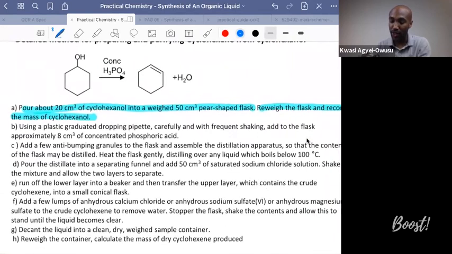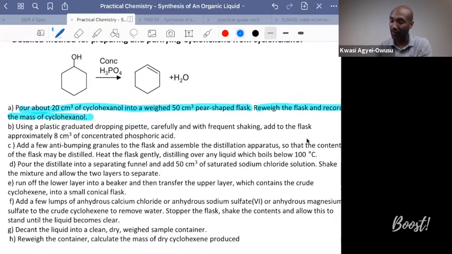Then, using a plastic graduated pipette, carefully and with frequent shaking, add to the flask approximately 8 centimeters cubed of concentrated phosphoric acid. Approximately is important to note here, because that suggests your phosphoric acid is in excess. We don't need to know the exact amount or exact number of moles of phosphoric acid being used here. Or it could be that, because we're using a catalytic amount, it doesn't matter that it's less than equimolar in terms of the number of moles of our alcohol being used.